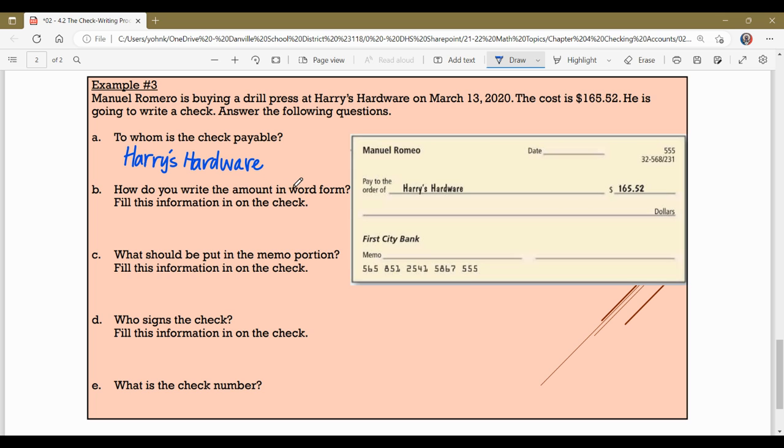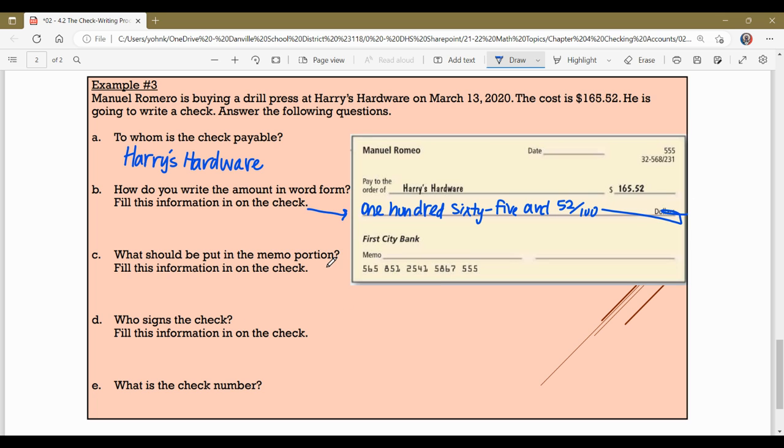How do you write the amount in word form? Fill this information in on the check. So we're going to fill in right here, $165.52. 165 and 52 over 100. Draw my line.